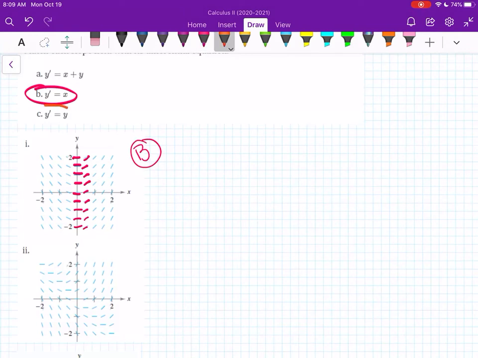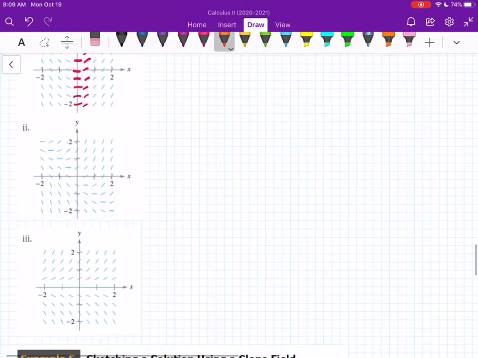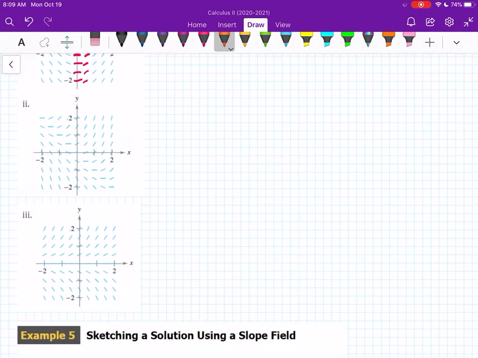Then I'm going to try and identify y prime equals y. So I'm looking at the same thing, but now I'm looking at the y coordinates. All of these points have a y coordinate of 0, and they're all flat. All of these have a y coordinate of 1, and they all have a slope of about 1.